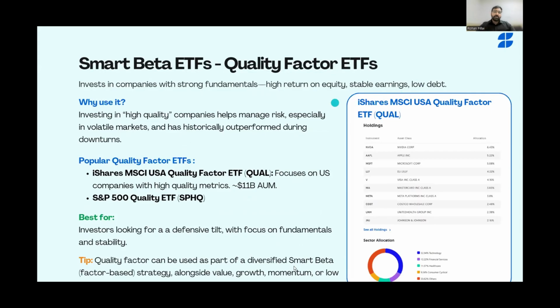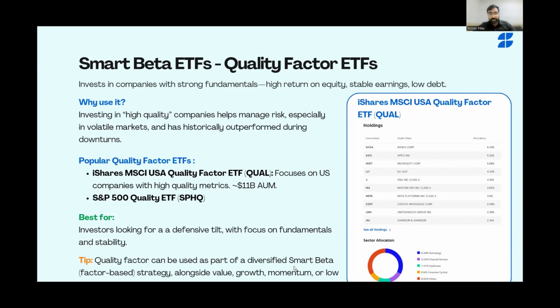The next one we have is quality factor ETFs. Quality factor ETFs, by their name, talk about quality companies being in an ETF. It's an inverse to the low volatility one. In this, the companies included should have high returns on equity and stable earnings, including low debt as well. One of the more popular ones is the iShares MSCI US Quality Factor ETF.